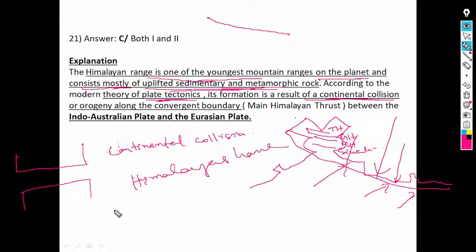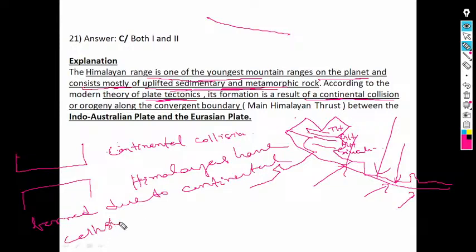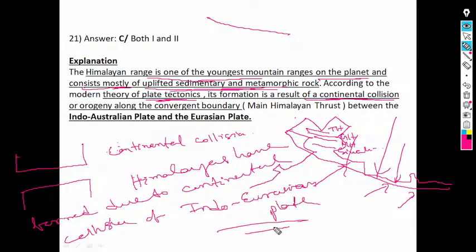Himalayas are formed due to continental collision of the Indo-Australian plate and the Eurasian plate. So that is how the Himalayas have been created. So this is the young fold mountain.